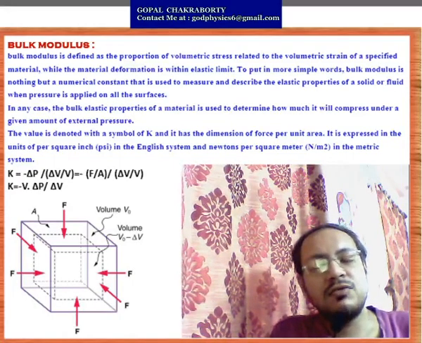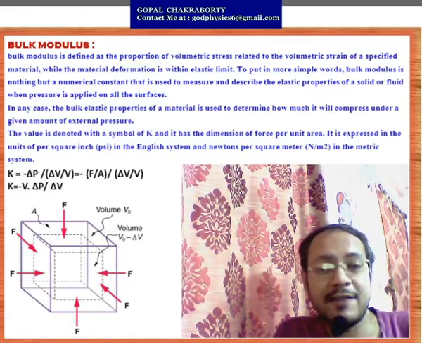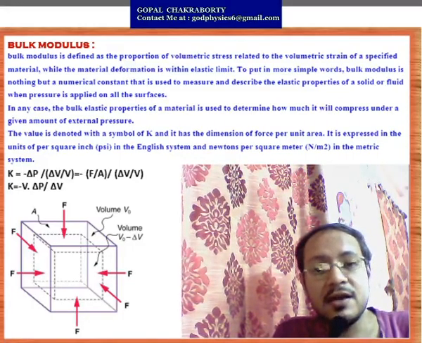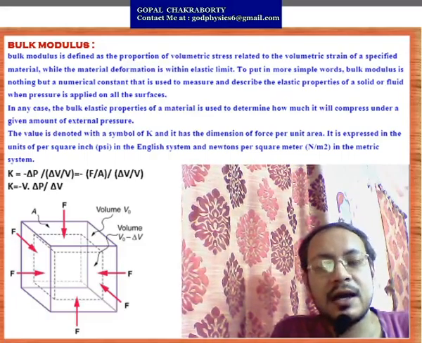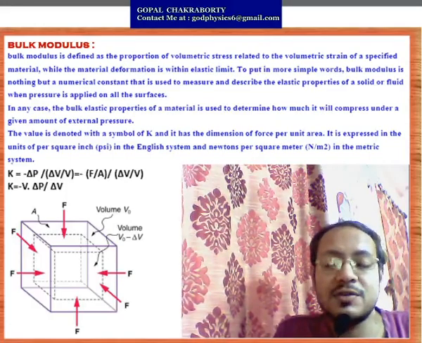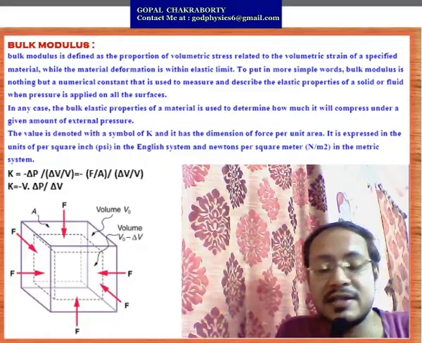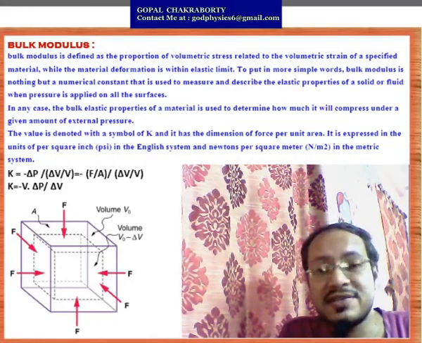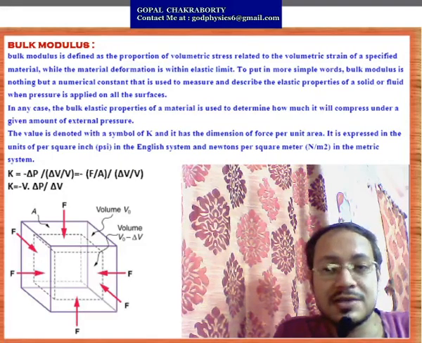Now due to the application of this force, what will be the change in volume? That will be del V with respect to the original volume, let us consider V. So the change in volume with respect to the original volume gives you the volumetric strain. And the restoring force per unit area, due to which it tries to regain its original size and shape, is called volumetric stress. So that stress by strain is your bulk modulus K.